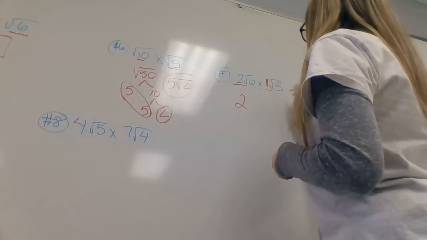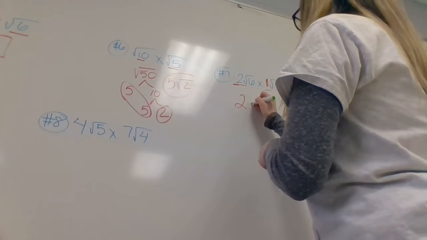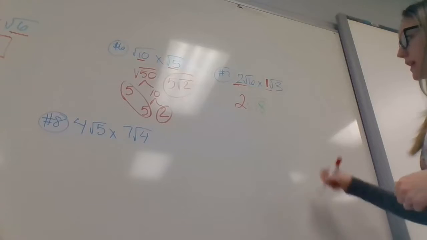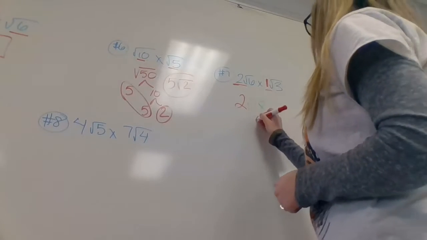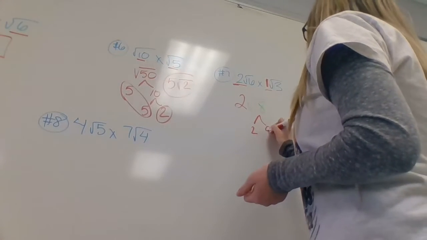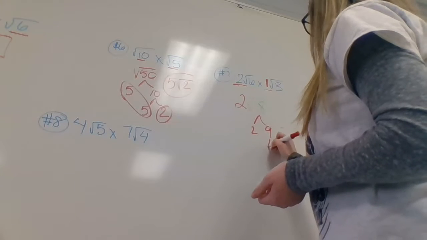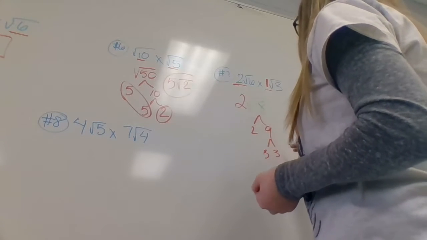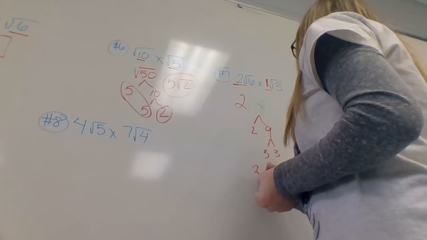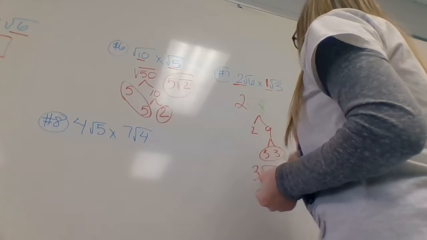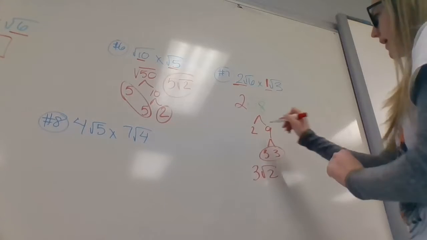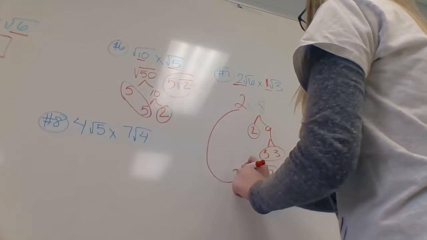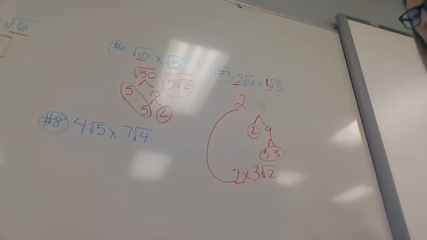I have a 6 and a 3, so that's going to give me 2 root 18. Now I need to look at this 18 and know I can break it down. So I'm going to start with a 2. 2 times 9 gives me 18. So root 18 breaks down into 3 root 2 because I have pairs here, and then I have this 2 left over. But I still have this 2 out front that I need to multiply by.